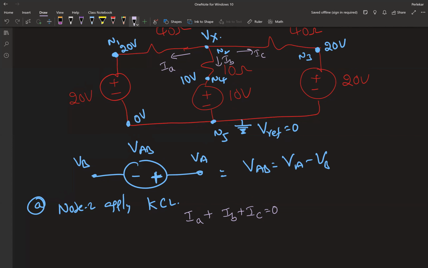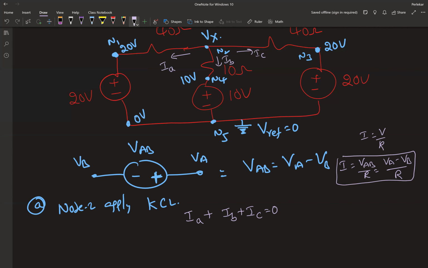According to Ohm's law, I equals V over R, or I equals VAB over R, which is VA minus VB over R. Current always flows from higher potential to lower potential, so VA must be higher and VB must be lower. That's how we will write down the current.